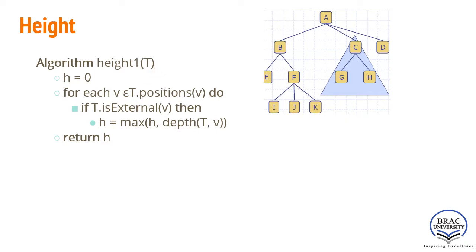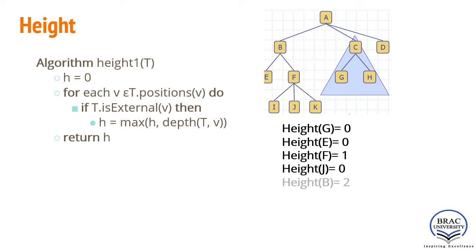So according to the definition, if we want to calculate the height of each node in my previous slide, the value will be: height of G is 0. Why is the height of G 0? Because G is a leaf node. Actually, external node and leaf node are the same term. So G is an external node or leaf node, and according to the definition of height, the leaf node height will always be 0. So height of E will be 0, height of F is 1, height of J is 0, height of B is 2.